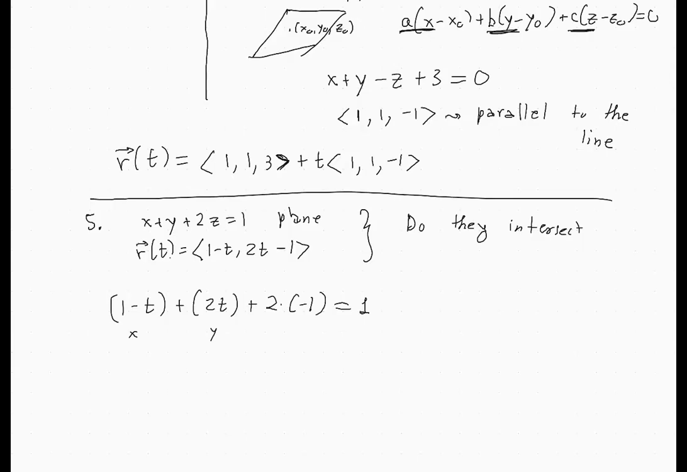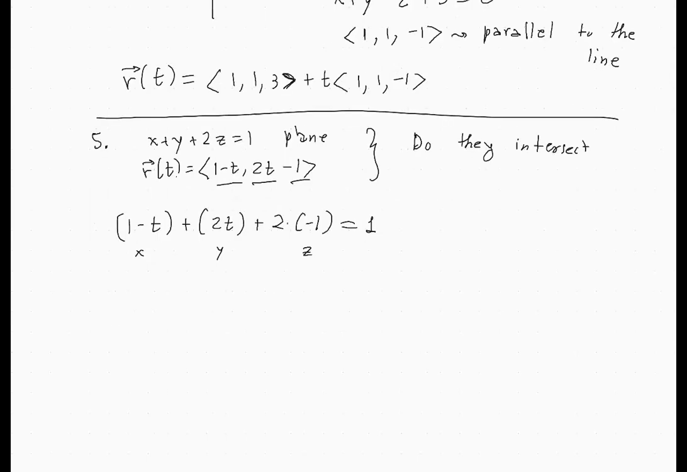So this will give me what? Minus t plus 2t, that's t, and then I have 1 minus 2 is negative 1. And that's equal to 1, which means that t is equal to 2. So yes, they intersect when t is equal to 2.